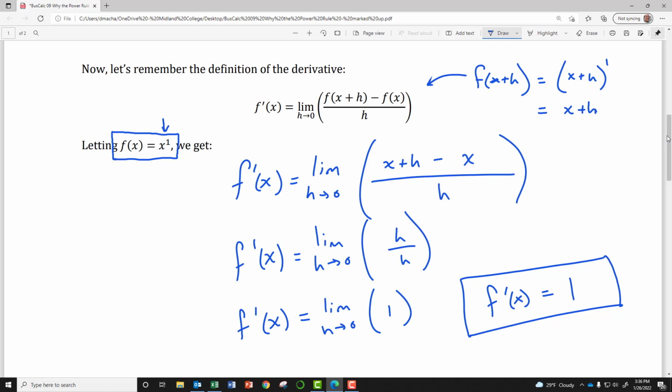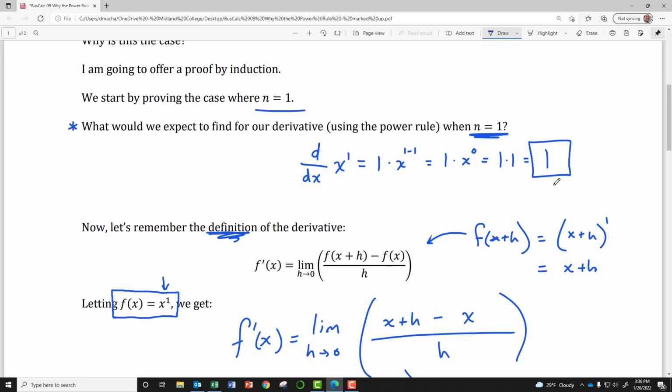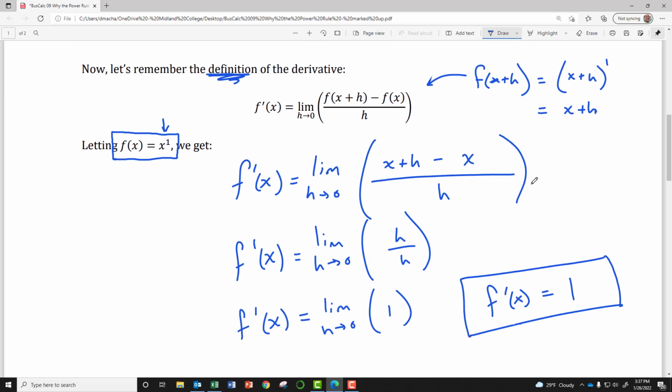So what I found using the very definition of the derivative is that when I consider the function x to the power 1, in other words, I'm looking at the derivative power rule when n is equal to 1, what I get is 1. That's actually nice to know because what we expected to find when we used the derivative power rule was that this derivative should also be just the number 1. And so far it checks out.